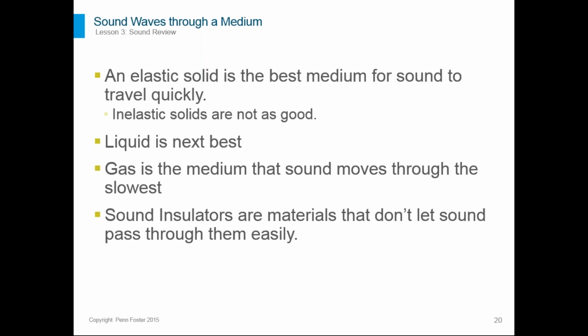And there's different mediums that work at different efficiencies. So you have a sound wave trying to go through different things. An elastic solid is going to be the best medium. Elastic is something that kind of bounces back when it's vibrated or stretched. Inelastic solids are not quite as good. Liquids are a little bit lower at being able to transmit sound well. And then a gas, so the air around you, is the medium that sound moves through the slowest. And then you have materials called sound insulators, which are materials that don't let sound pass through them easily.